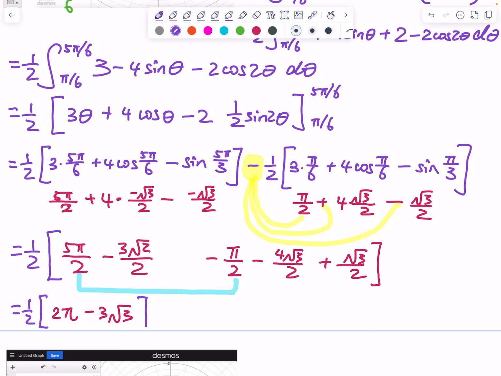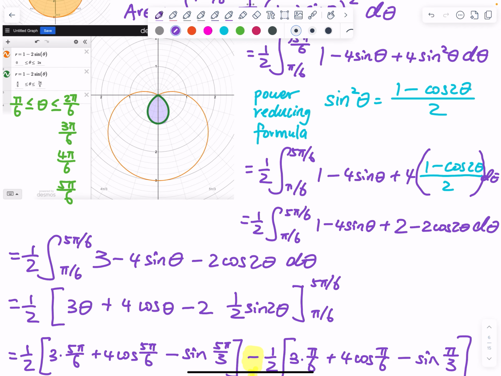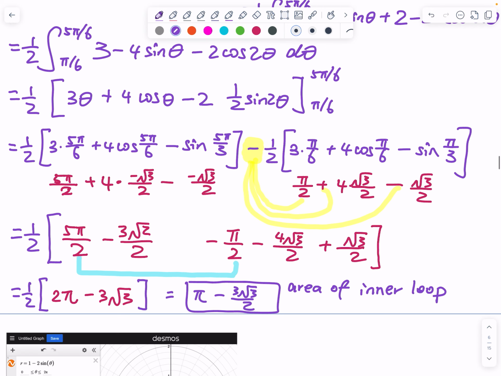And then you can distribute the 1/2. Then you have a pi minus 2 root 3. No, not 2 root 3. Pi minus 3 root 3 over 2. So all that just for the inner loop, area of inner loop. Where is the inner loop? Let's take a look again. Inner loop is that little purple piece. The area of that is right here.